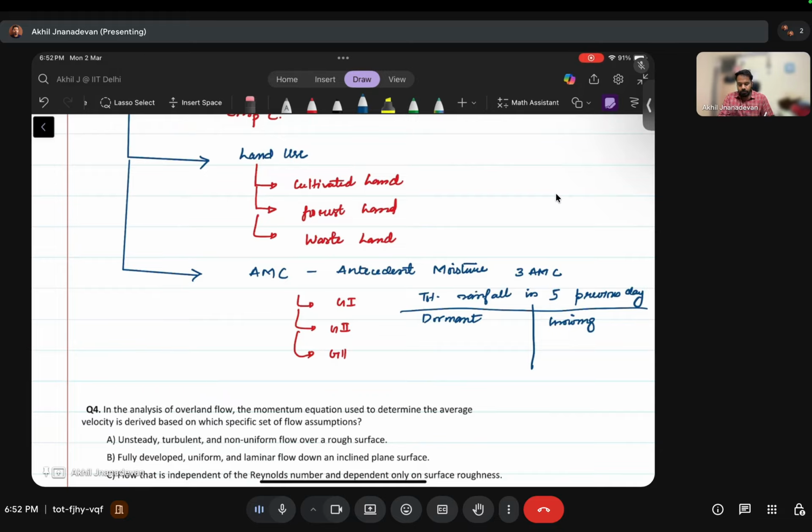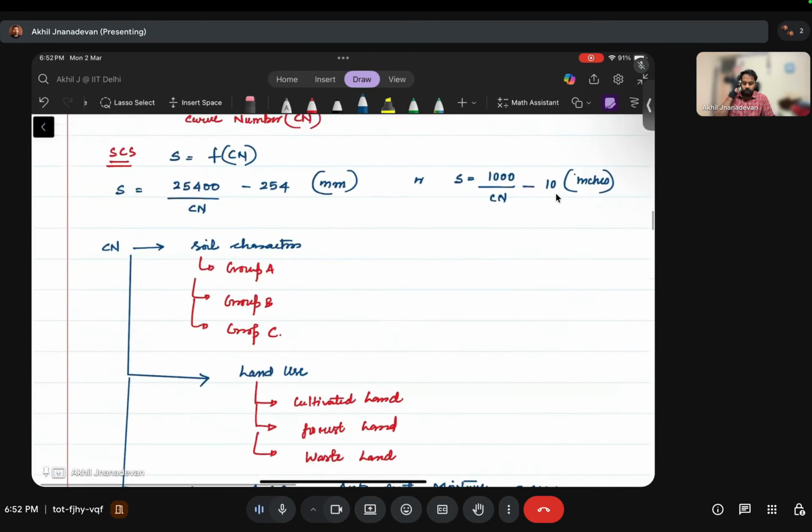So these are the different periods or stages of growth, whether it is in the dormant stage or in the growing stage, right? For each we have different values, different conditions, that is, how much rainfall in the previous 5 days, different limits are there, and then we classify into three AMC groups, and each group will have a different CN number, right? So that is how we get the CN number.